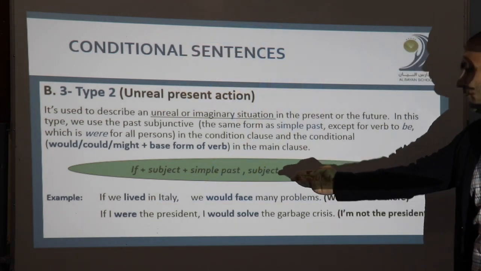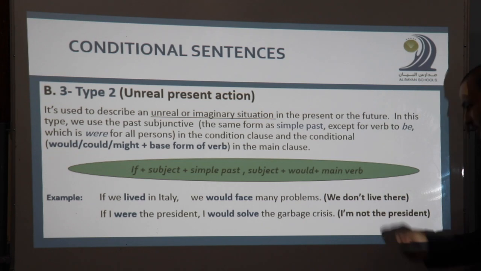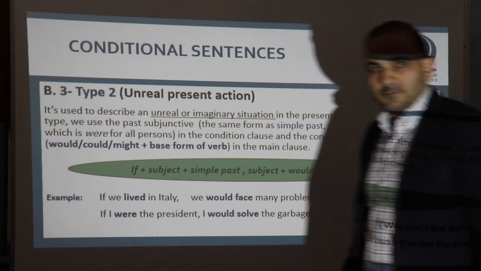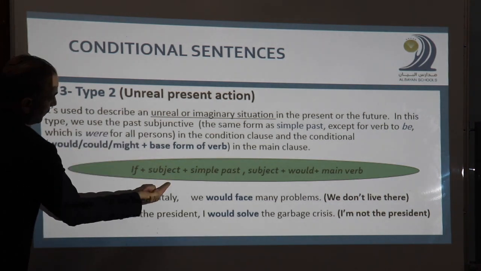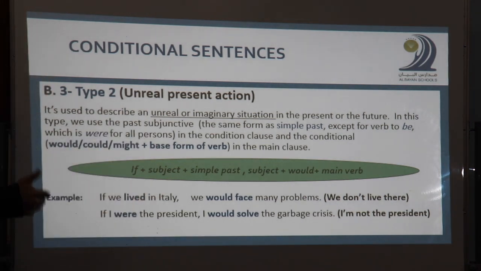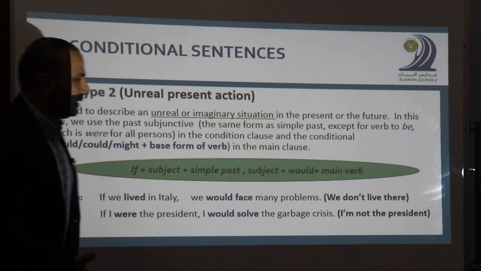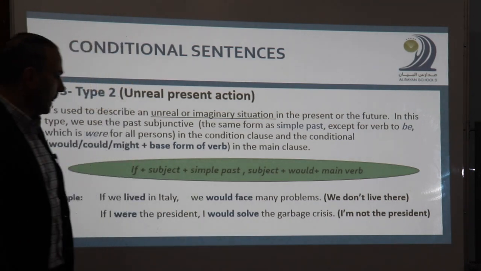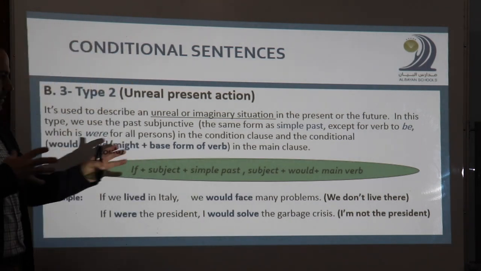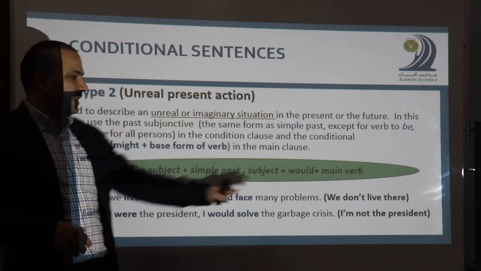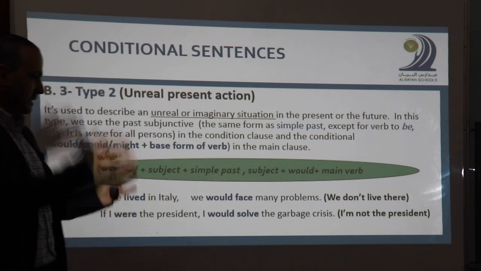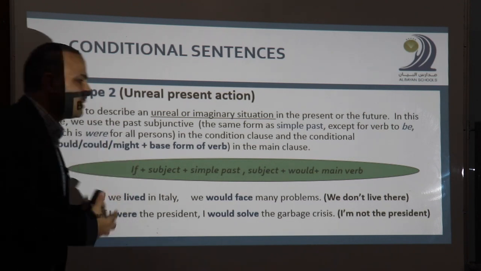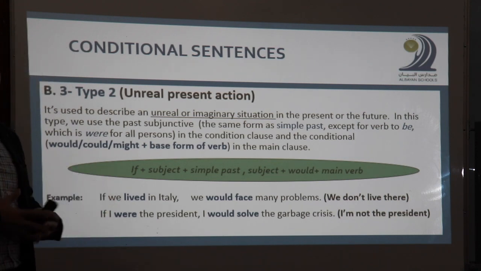As in, if I were the president, I am not the president. Okay? So for an unreal present situation, where do we use what? This form: if plus simple past in the conditional part, and would or a modal verb in the past plus main verb. Okay? If you want to choose the sentence or use it in a different way: we would face many problems if we lived in error. Yes, so no need for the comma, as we said. I would solve the garbage crisis, yes, if I were the president.